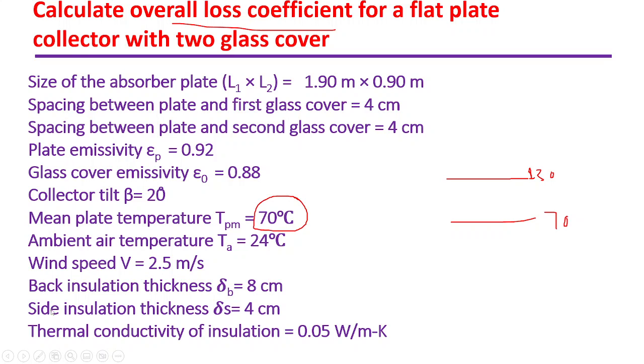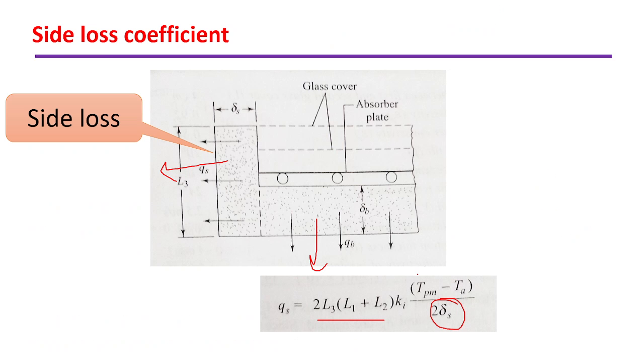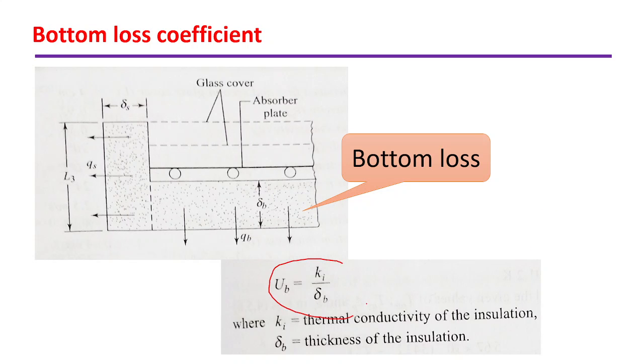For the bottom loss coefficient, we will look at the back insulation thickness. This will be the side part, and this will be the bottom or back side. This thickness we are talking about is 8 centimeter. Now the formula you have for UB is equal to Ki upon delta B. I hope the values of Ki and delta B are with you, correct? Yes, sir. So let me know what values of Ki and delta B you are putting here.